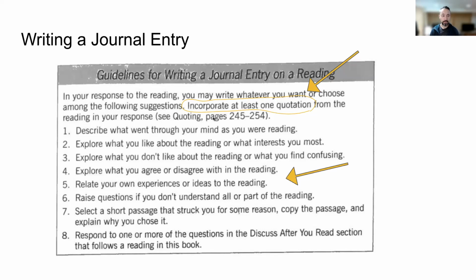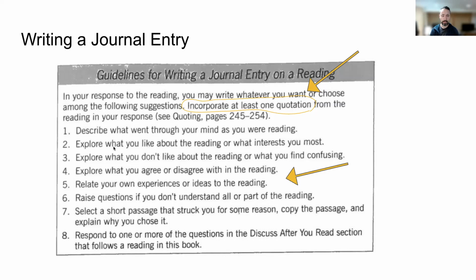You can see here, Ruth Spack says, in your response to the reading, you may write whatever you want or choose among the following suggestions, but incorporate at least one quotation from the reading in your response. One thing about journal entries is they help students and writers learn to add information from the text into their own writing. This is a critical aspect of college writing. So many of us who want to maybe go to Bunker Hill Community College or places like UMass Boston or Quincy College, this is a great way to begin.